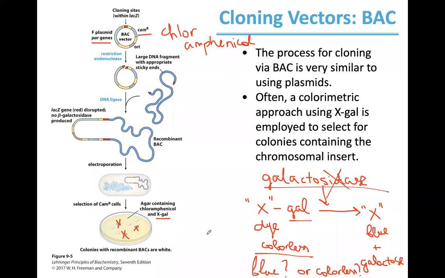Any questions? So these are bacterial artificial chromosomes. You can see here that for selection you can obviously use antibiotic media, or you can also use color. So basically you apply a few cells here and they will grow into a colony. If the colony is blue, that's not what you want. If the colony is white, that's what you want.